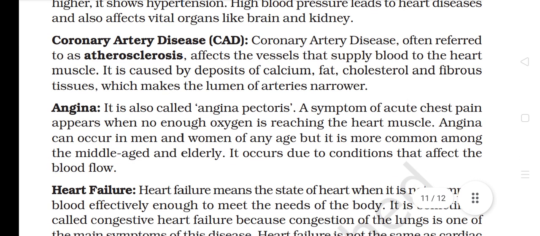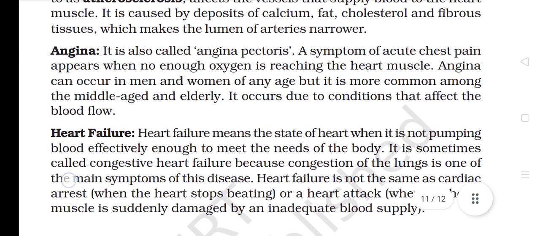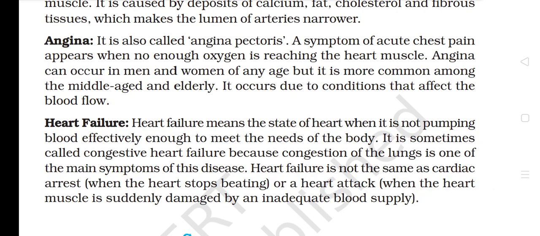Coronary artery disease, CAD. Coronary artery disease, often referred to as atherosclerosis, affects the vessels that supply blood to the heart muscle. It is caused by deposits of calcium, fat, cholesterol, and fibrous tissues, which make the lumen of arteries narrower. Angina. It is also called angina pectoris. A symptom of acute chest pain appears when not enough oxygen is reaching the heart muscle. Angina can occur in men and women of any age, but it is more common among the middle aged and elderly. It occurs due to conditions that affect the blood flow.